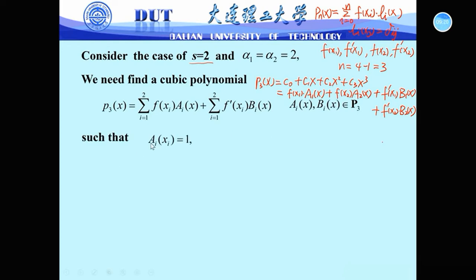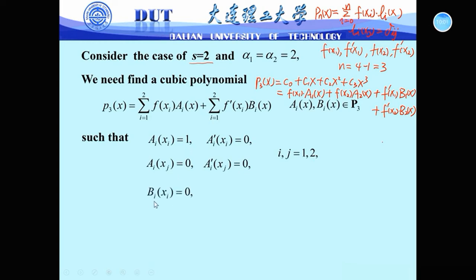Because ai is the basic function corresponding to function value f(xi), the property is ai(xi) equal to 1, but the derivative of ai at xi is 0. And ai(xj) equals 0 when i is not j, and the derivative ai'(xj) is always 0. Here i and j are 1 or 2. It's okay?